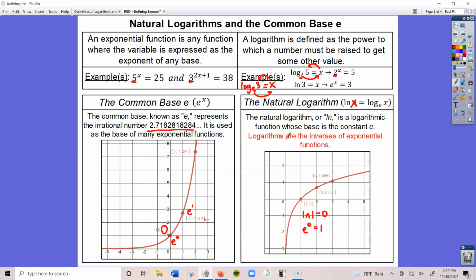Your ln function has a vertical asymptote here at x equal to 0. It's never going to touch x equals 0. Also, we can't have the ln of a negative number, so that's why it goes only on the right side. Now, I just wanted to highlight a couple of things from log and ln and e. But let's look at their relationship.